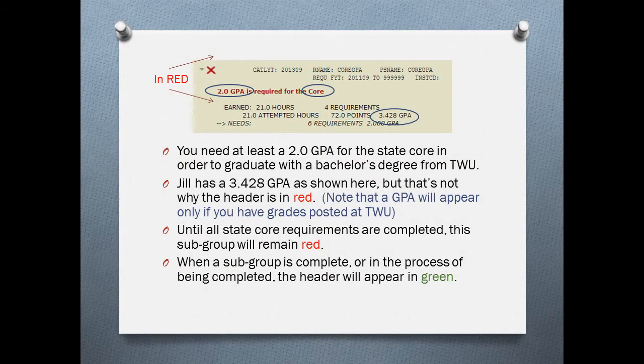You need at least a 2.0 grade point average for the State Core in order to graduate with a bachelor's from TWU. As you can see, Jill has a 3.428 GPA, but that's not why the header is red. Note that a GPA will appear only if you have grades posted with TWU. Until all State Core requirements are completed, this subgroup will remain red. When a subgroup is complete, or in the process of being completed, the header will appear in green.